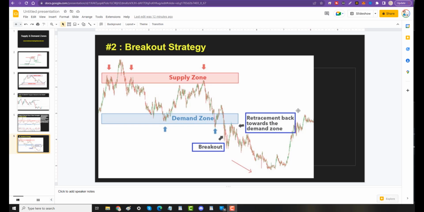So this chart shows a breakout of the trading range, but unfortunately it goes back towards the demand zone. Okay. So in this case, the traders who opt for a short trade at the breakout are more likely to be stopped out. So it really is important to understand that you need to formulate a breakout strategy and anticipate the moment of the trend back to the demand zone before opting for the short trade.